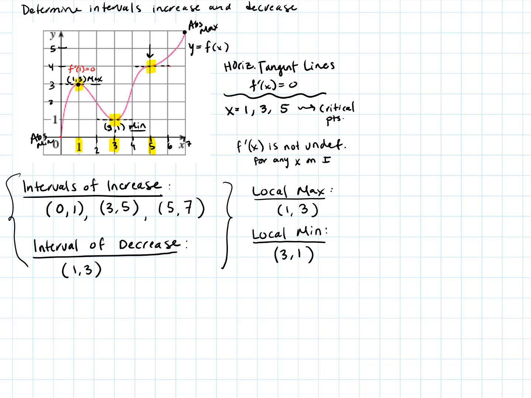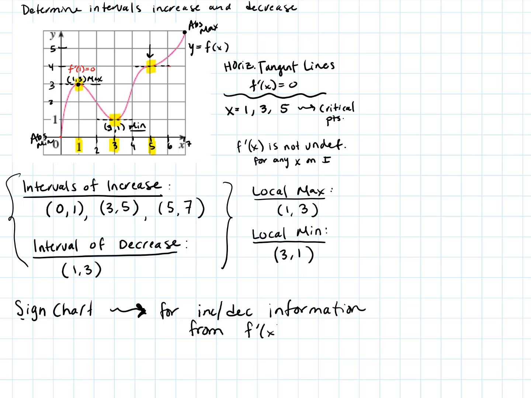So I want to just take this real quick and show what's called a sign chart. It can be for a derivative, and we use sign charts all the time. But I want to use a sign chart for increase, decrease information from a derivative, f prime of x.